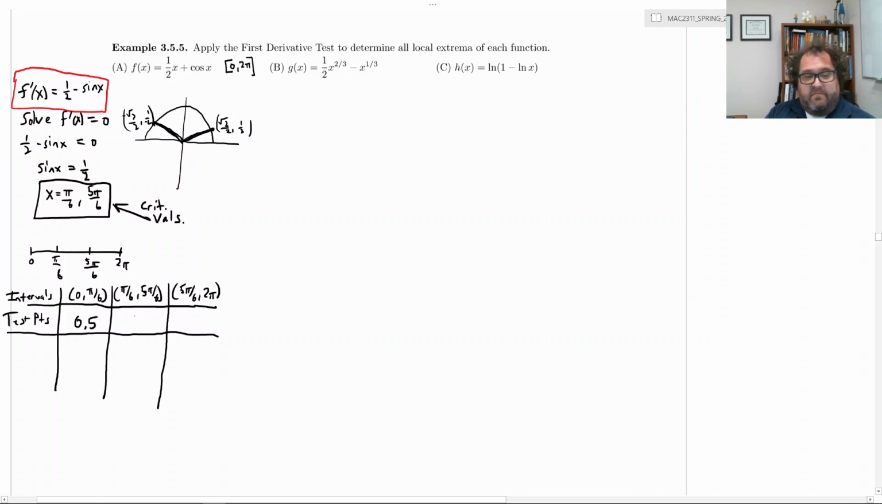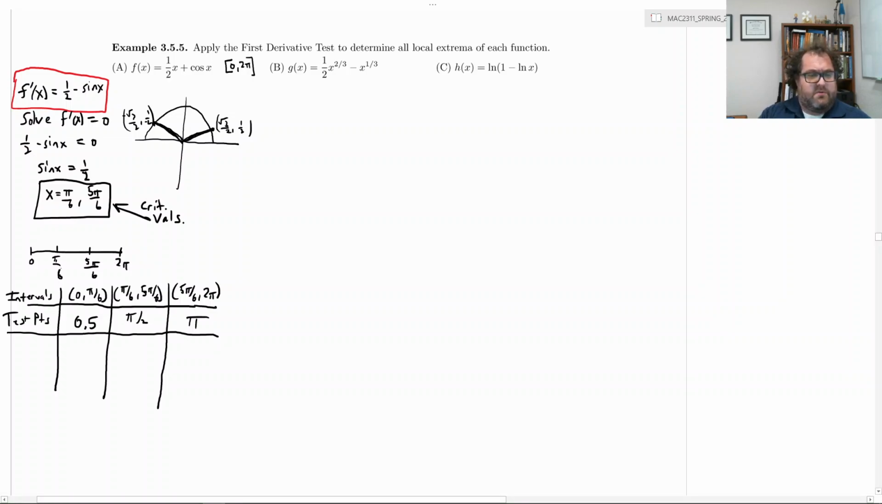Pi over 6 to 5 pi over 6. Well, what's a nice convenient angle on the unit circle in between? Well, pi over 2 is a nice convenient one. What about 5 pi over 6 to 2 pi? Again, what's a convenient one? Well, there's pi in there. That's a nice one, or 3 pi over 2. But I'll put a pi there because that's a quadrantal angle. There's plenty of choices there, but pi or 3 pi over 2 would probably be the best.